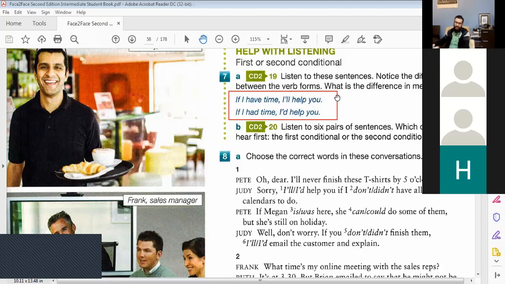mean different things. This is the point we want to reach, both in their pronunciation and in their meaning. There is a difference. They're not the same. They might be a bit confusing, but you know they're two different things. So now we have a nice exercise number 8.